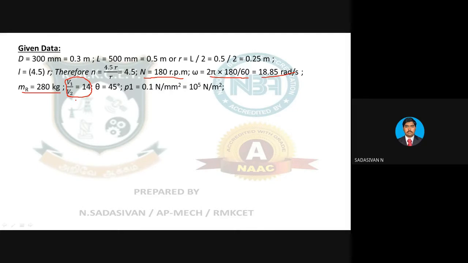Compression ratio means you have to remember V1 by V2 by default, in these types of problems. So theta is given as 45 degrees. Suction pressure is given as 0.1 Newton per millimeter square. That is changed into meter square by multiplying by 10 power 6. So 0.1 into 10 power 6 is 10 power 5 Newton per meter square. I think you have understood how to interpret the given data.